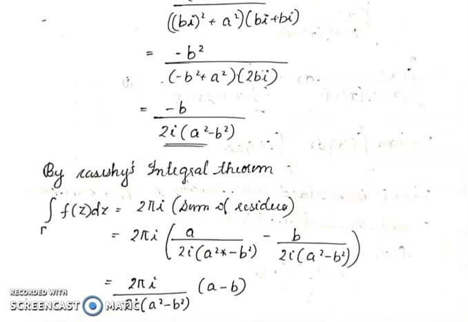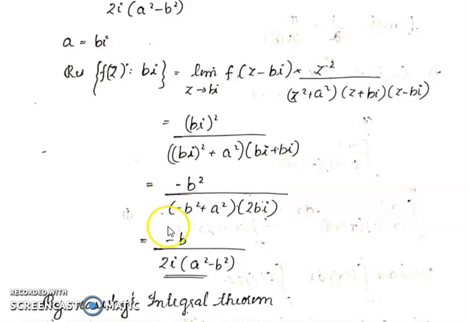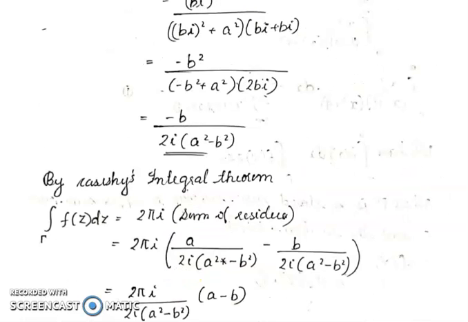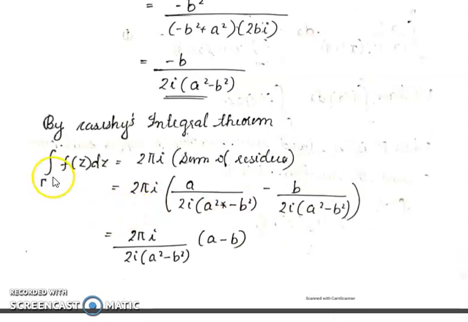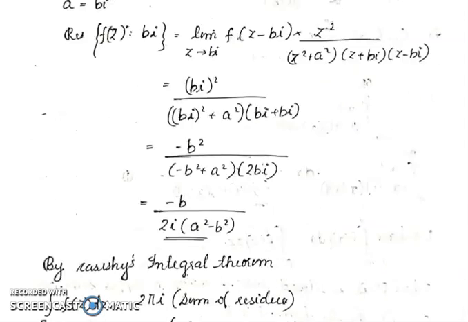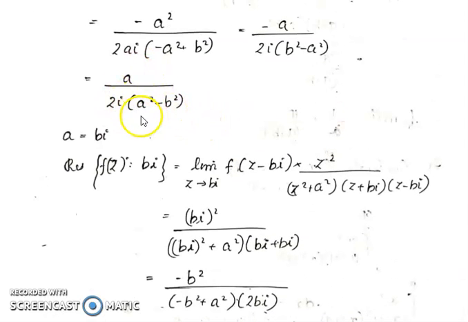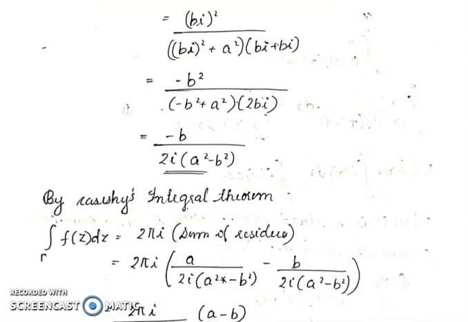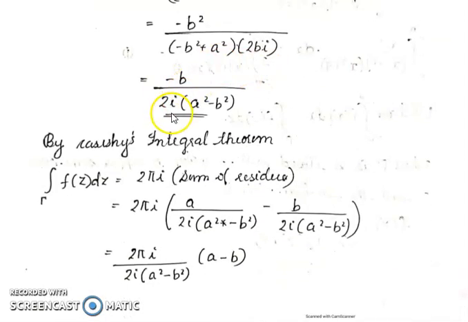So now after finding the residue for the second term, minus B by 2I into A square minus B square, we apply Cauchy residue theorem. Integral over gamma f of z dz is 2 pi I into sum of residues. 2 pi I into sum of residues, we have the residues for AI and BI. AI it is A by 2I into A square minus B square, and the other term minus B by 2I into A square minus B square. So from this we get A minus B divided by 2I into A square minus B square.